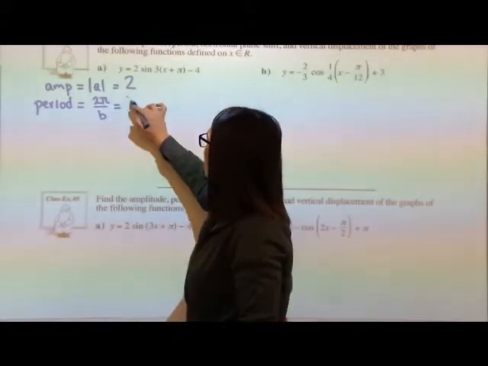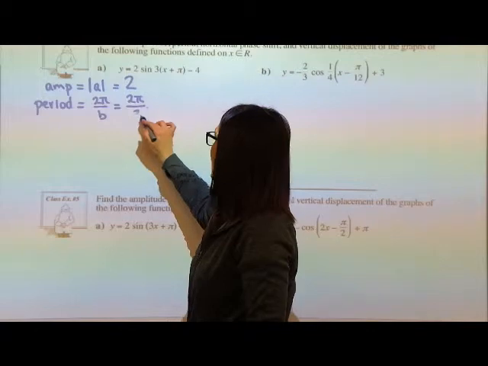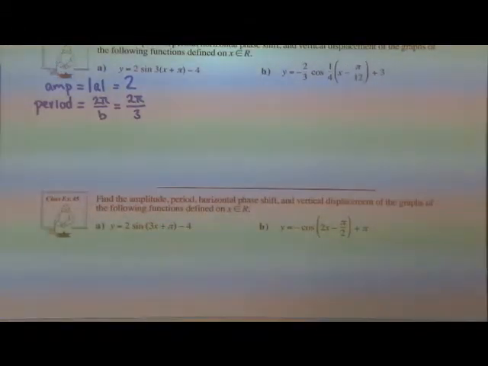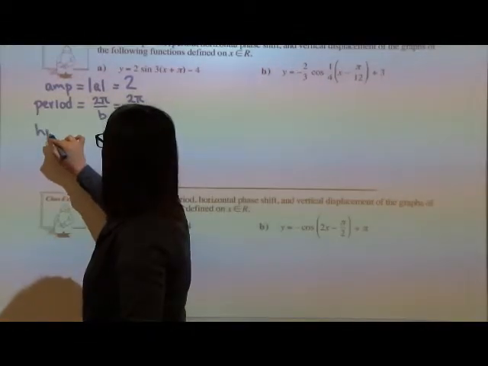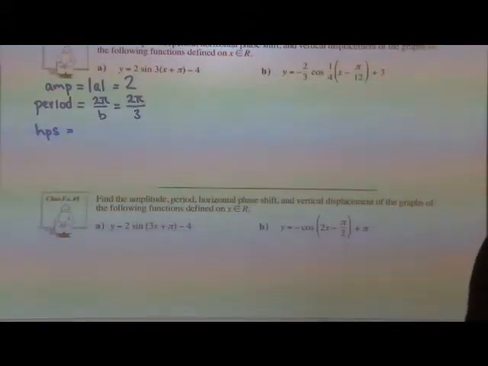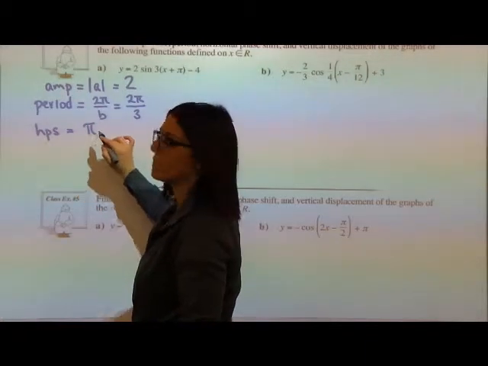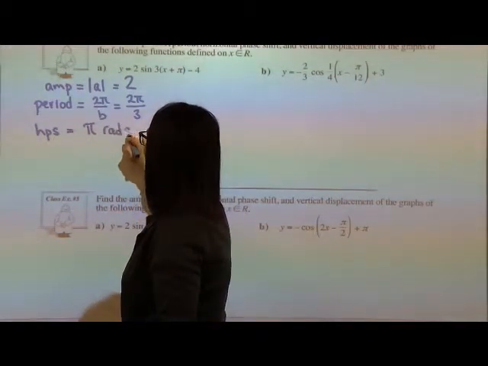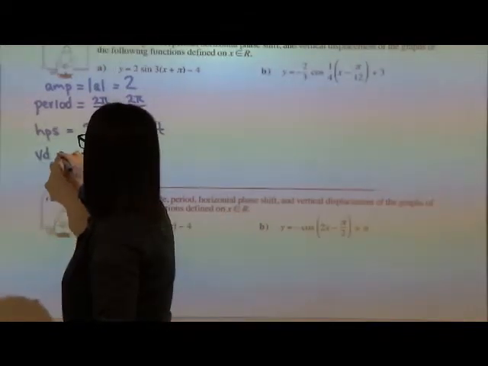Okay, so then I've got 2 pi. What is b equal to? 3. Can I simplify that anymore? No. So my period is 2 pi over 3. Horizontal phase shift. What's my horizontal phase shift? Pi units left. Is it units or radians? So pi rads left. And then my vertical displacement.